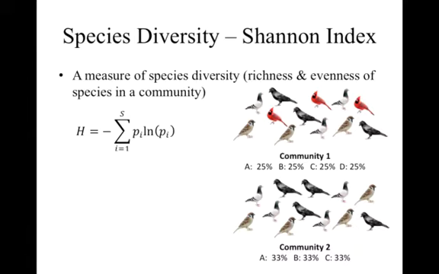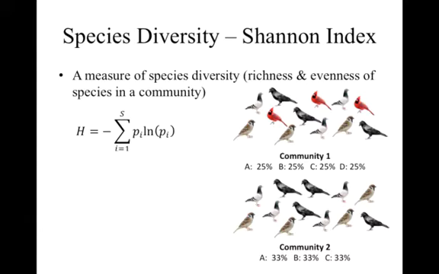Here I have birds, and I have 2 different communities, community number 1 on top and community number 2 on the bottom. Now these 2 communities are actually similar in evenness. I have the same number of each species in each community. So I have 25% sparrows, 25% crows, 25% pigeons, and 25% cardinals in my first community. In community number 2, I again have the same amount of the different birds. I have 33% pigeons, 33% sparrows, and 33% crows. So it's again completely even.